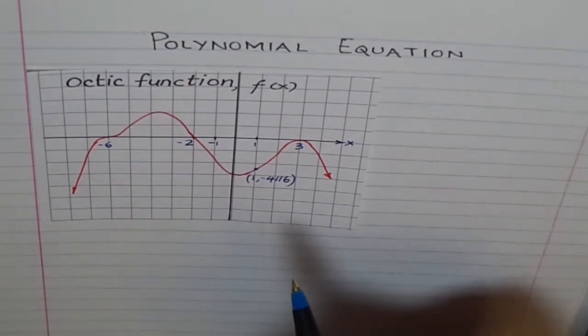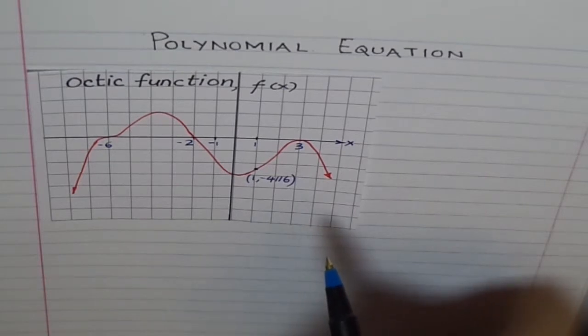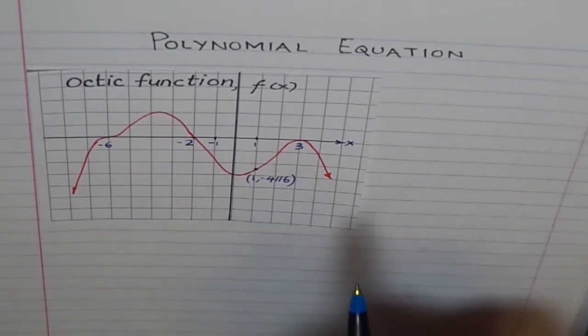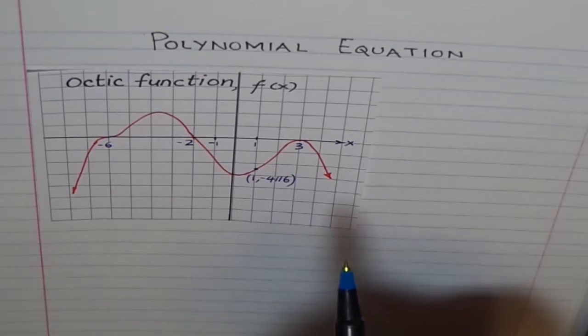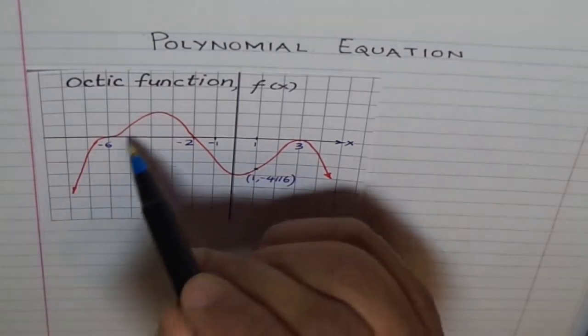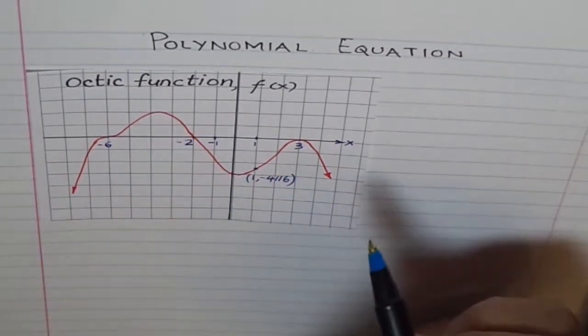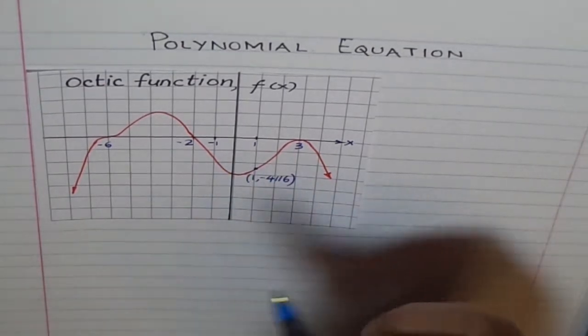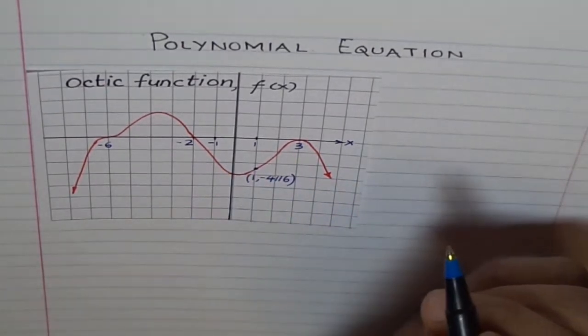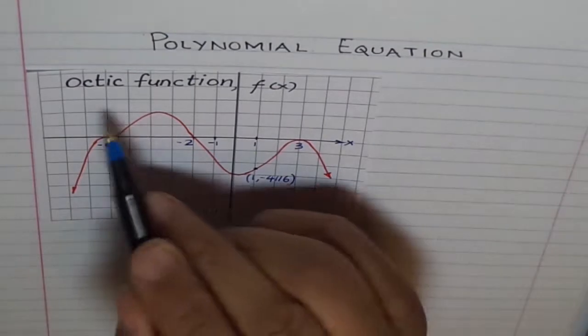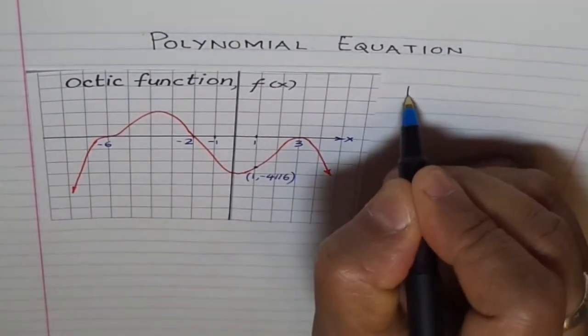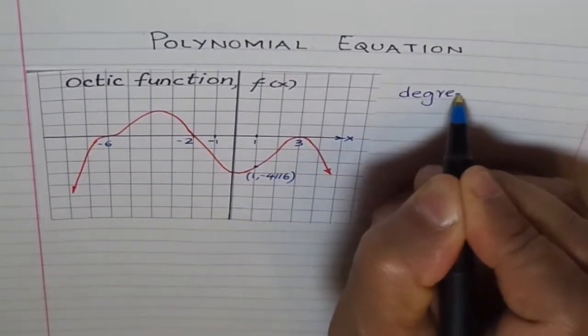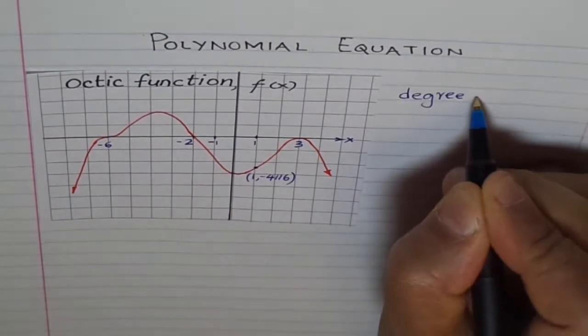Octic means degree 8. Now the question is to find all possible equations which will show this graph. All possible equations for this polynomial. Okay, so let's start with degree. The degree is 8. That is given to us.